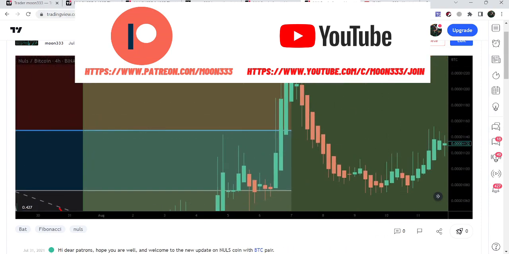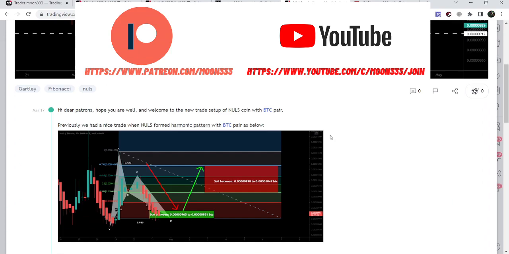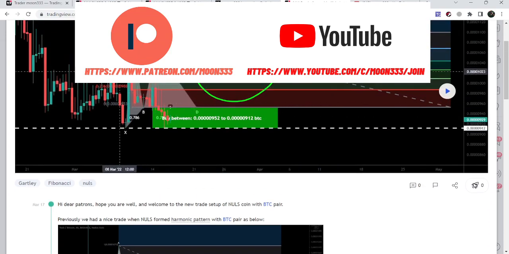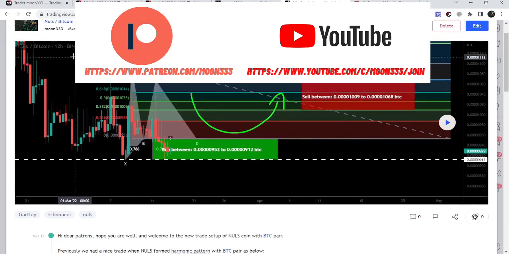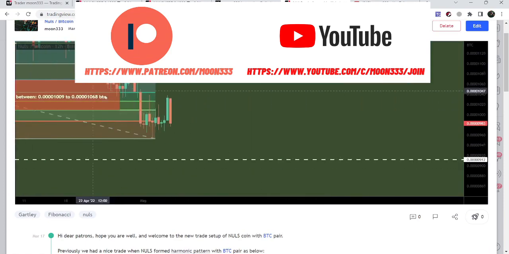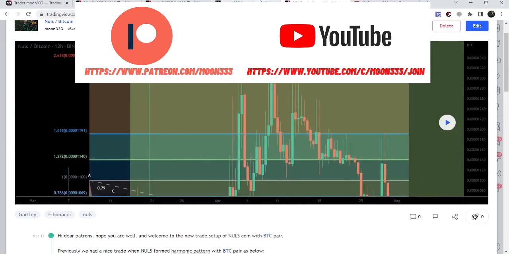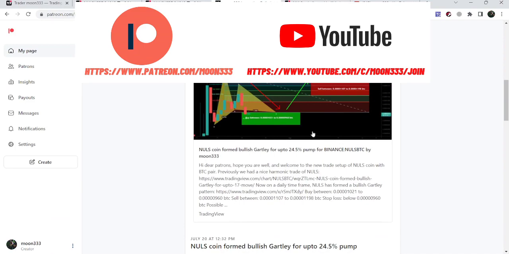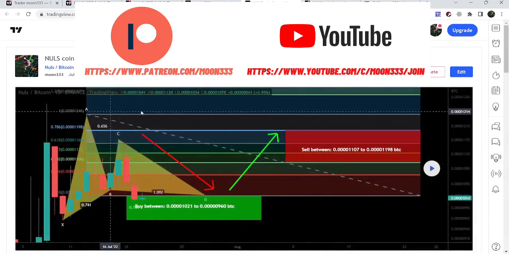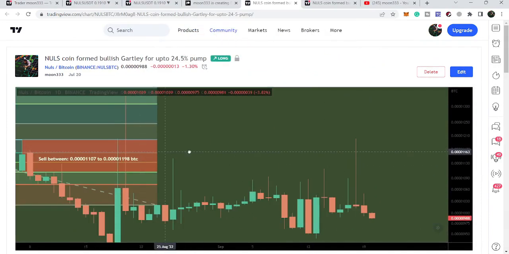And after this bat move, I shared this Gartley move in the month of March 2022. And if I play this chart, then you can see we had another very powerful pump from this buying zone. And this is the most recent one that I shared on 20th of July. And that was another harmonic Gartley move. And if I play this chart, then you can see we had another very nice pump.